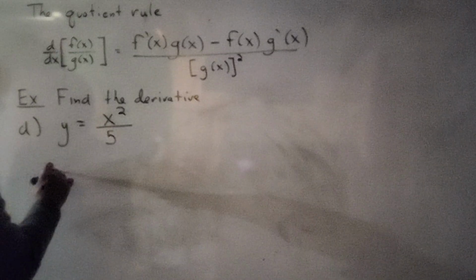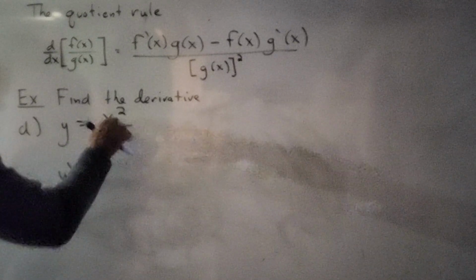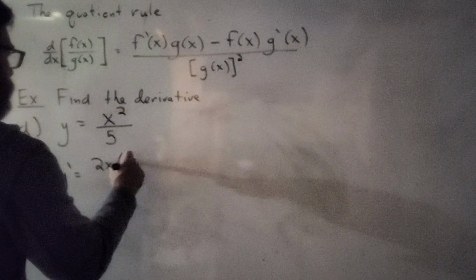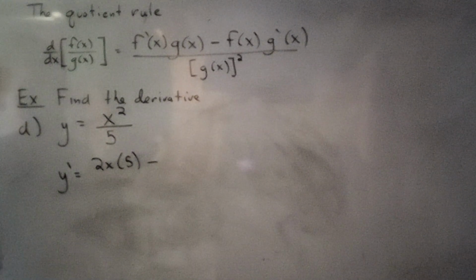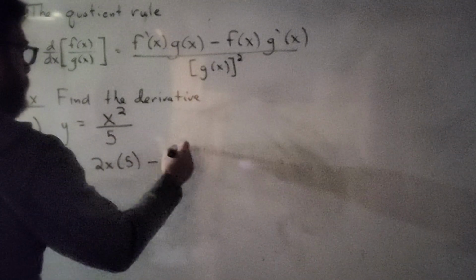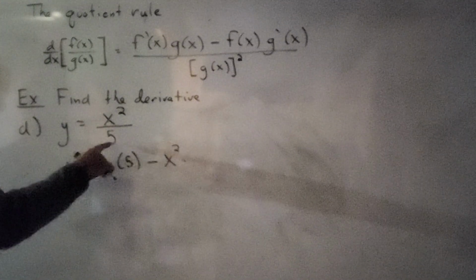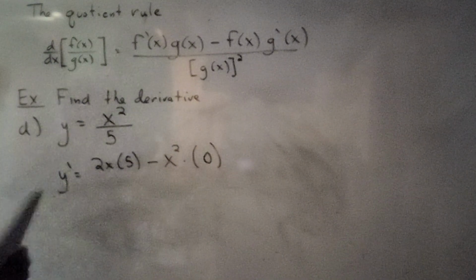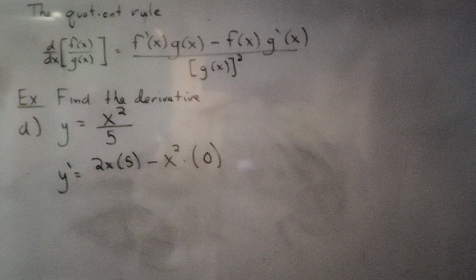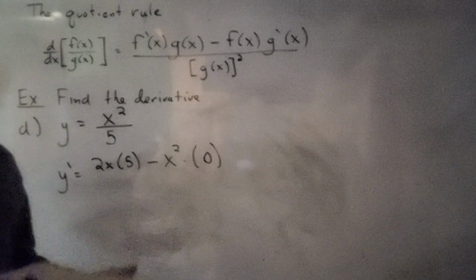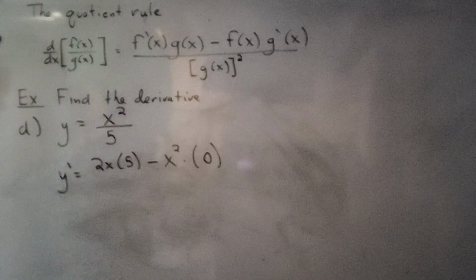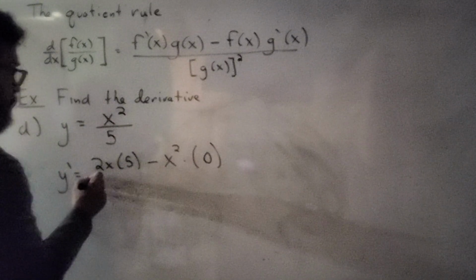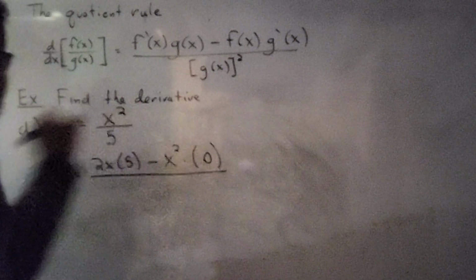So y prime, we know it's going to be the derivative of the top, so 2x, times the bottom, which is going to be 5, minus the top, which is going to be x squared, times the derivative of the bottom. Well, the derivative of 5 is going to be 0. And this is kind of that heads up spot. When you're doing your product rule or quotient rule, if you take the derivative of the first or the second, or the top or the bottom, and one of them ends up being 0 like this, it really means that you probably could have done this a different way, and I'll show you that way in a minute here.